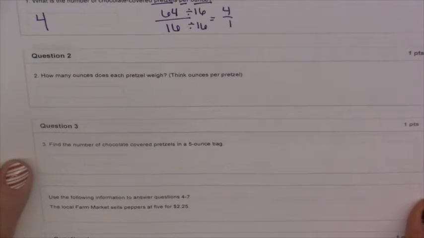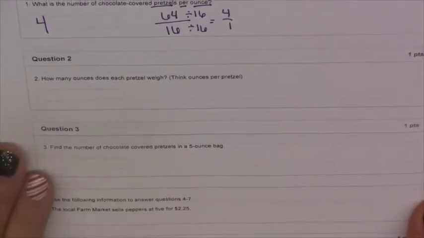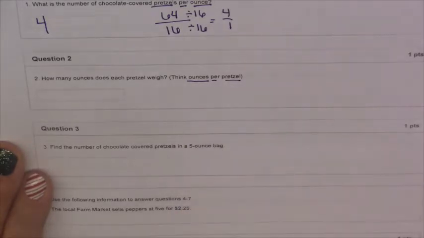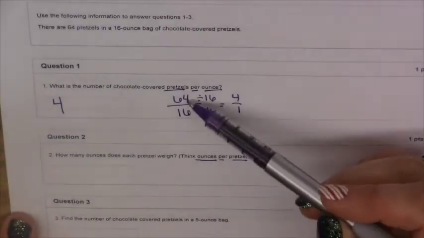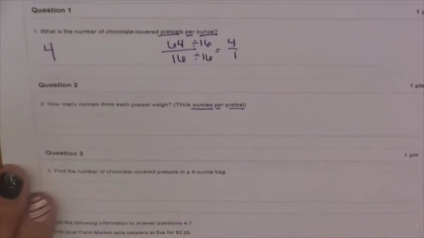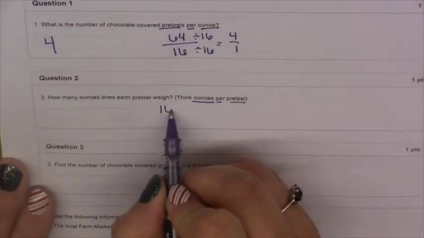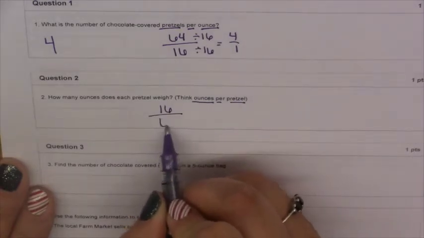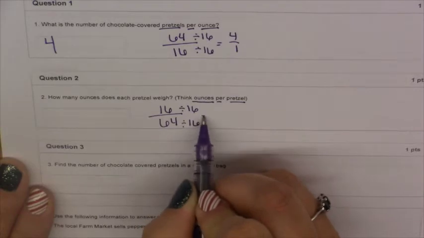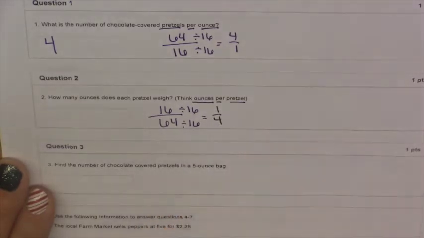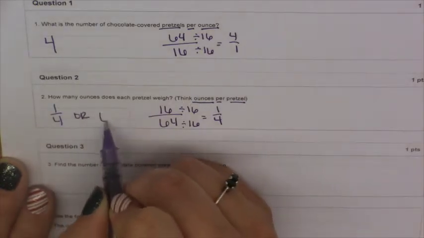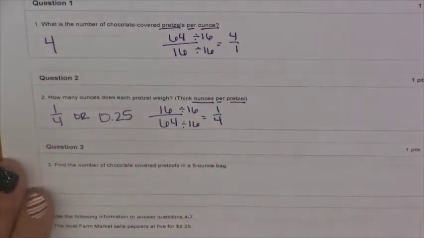Question number 2, how many ounces does each pretzel weigh? So we're thinking ounces per pretzel. We need to take our ratio that we wrote up in question 1 and flip this. We're going to put the ounces on top and the pretzels on bottom. So 16 ounces per 64 pretzels. Again, simplify and divide both of those by 16, and we get 1/4. So 1/4, or we could put that in as 0.25.